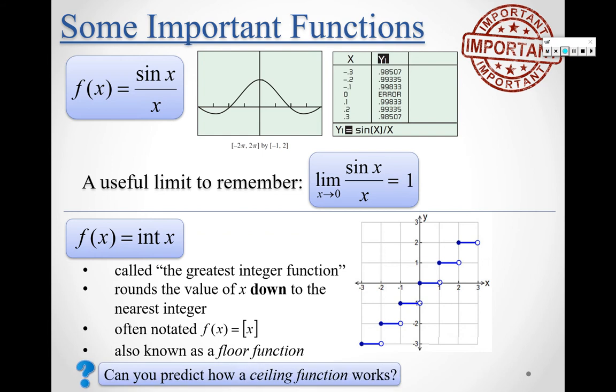Can you predict how the ceiling function works? Other applications you might want to round up all the time. And so anytime you get past, like if you get to 1.4, that immediately goes to 2. That one's not as useful, but this one is. You'll see some great homework questions on this. So 2 new functions: sine x over x, where the big thing is knowing the limit there, and int x, knowing that you just round everything down.